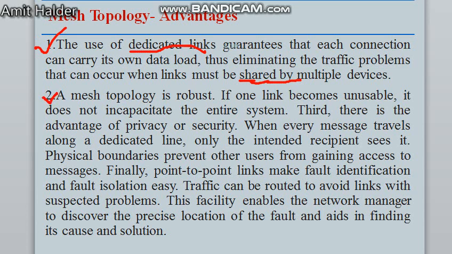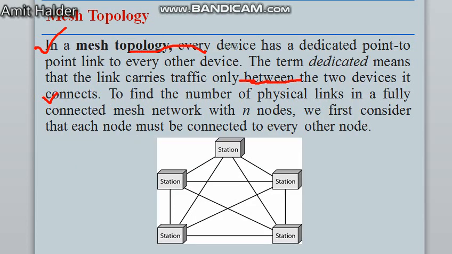A mesh topology is robust. If one link becomes unusable, it does not incapacitate the entire system. That means if I just cut this point, it will not cut down other points. This will run clearly. Or if you just cut this, the other four connections will run clearly because there is no interconnection between these two. So we need not think about it.